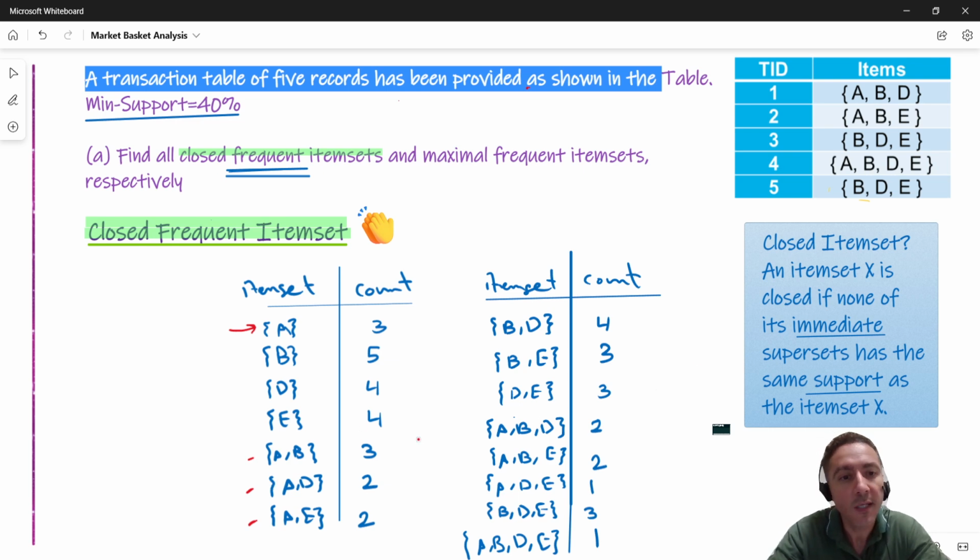Okay, now we need to look. Any of those immediate superset has the same support or support count? Yes. We have one case. So in this case, this is out. This cannot be called closed. Okay, so now we're done with this.